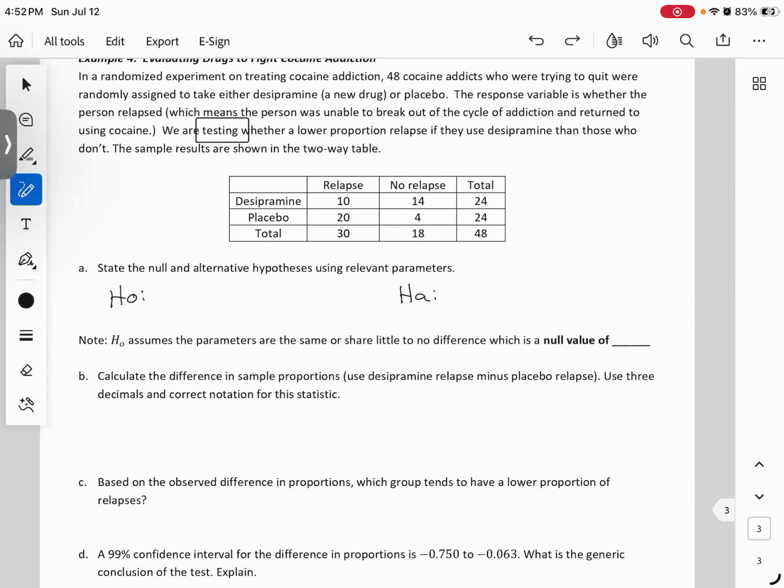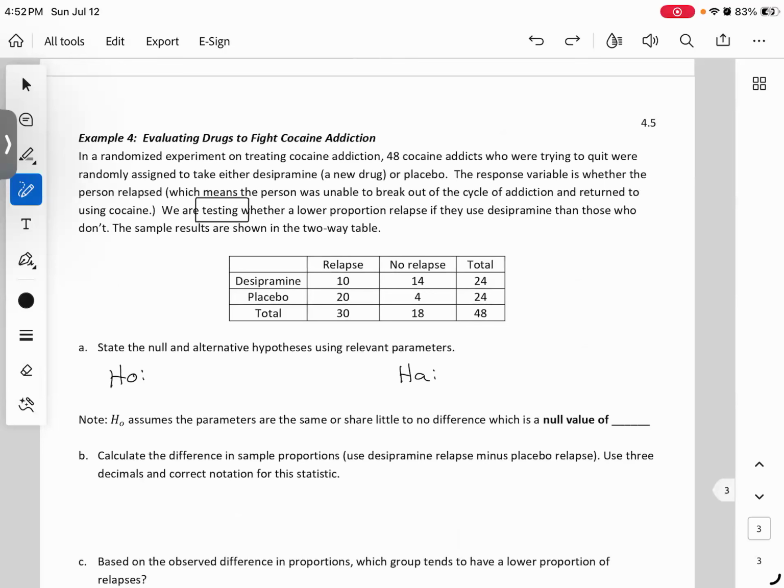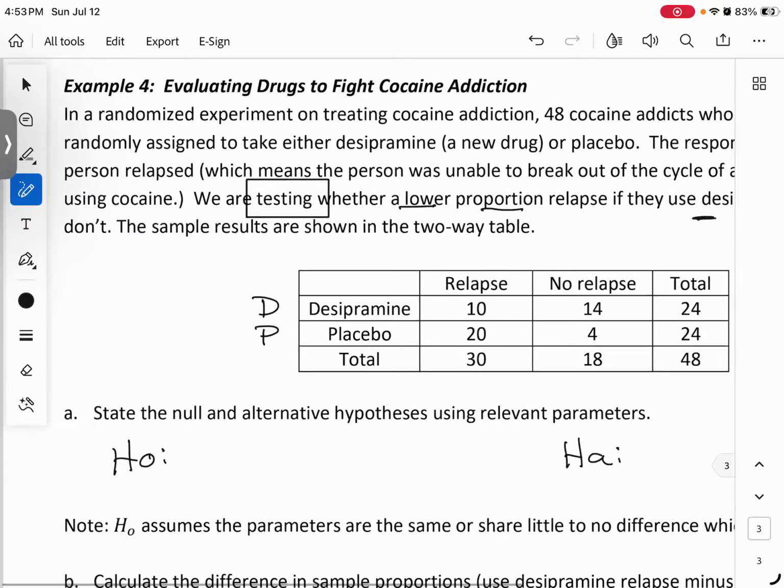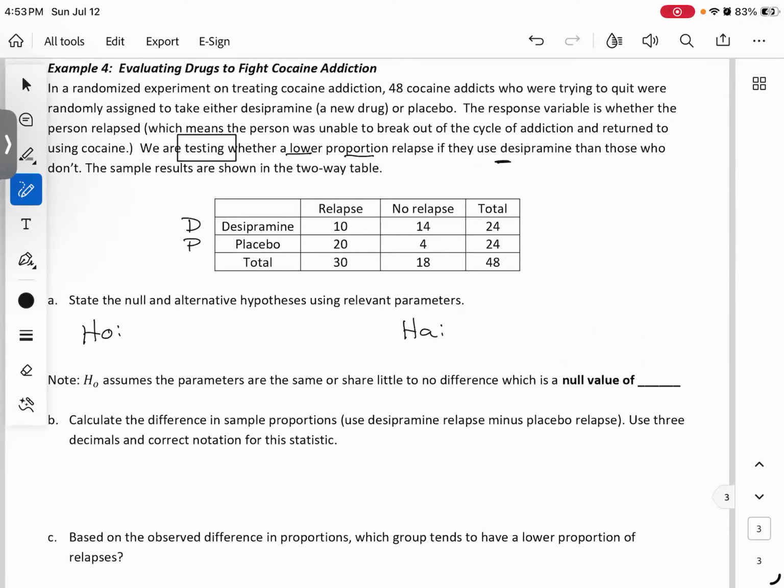All right, here we go. Now, they wanted to test to see whether there's a lower proportion that relapse if using drug D, the new drug, as opposed to those who don't. Which for this one, they ended up doing drug D versus those who are doing a placebo. So maybe they do the same, or maybe one of them is lower. So that's our starting of the HO and the HA. We're going to have proportion for the new drug, proportion that we're using placebo. Maybe you have the same amount of individuals relapse.